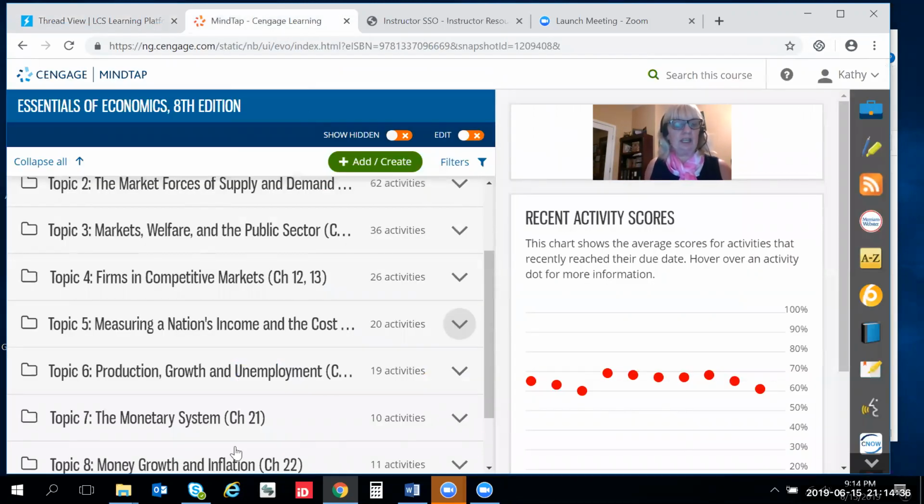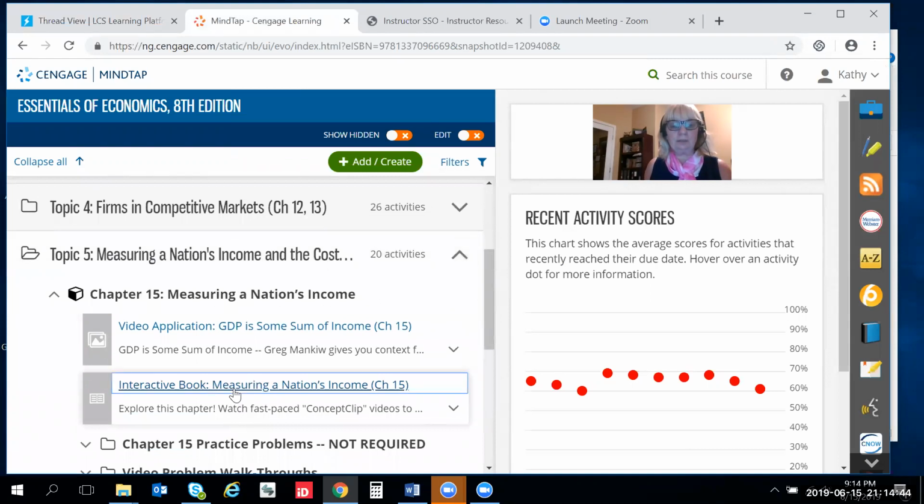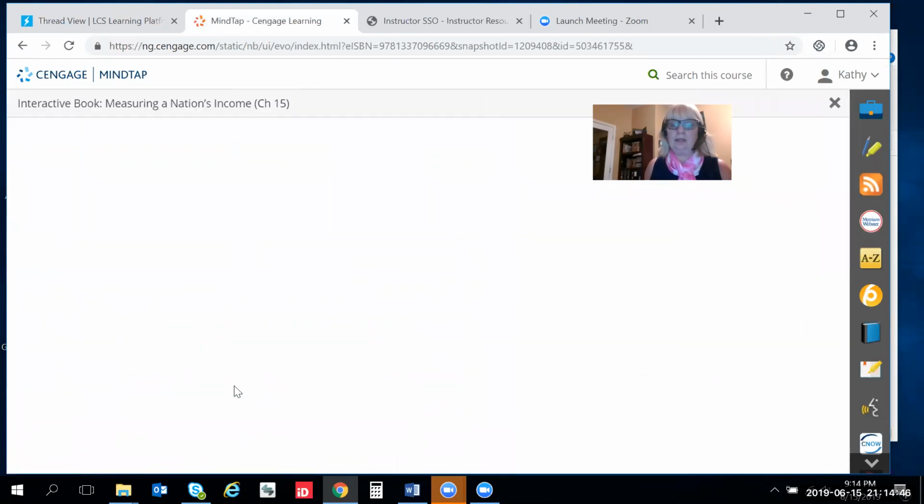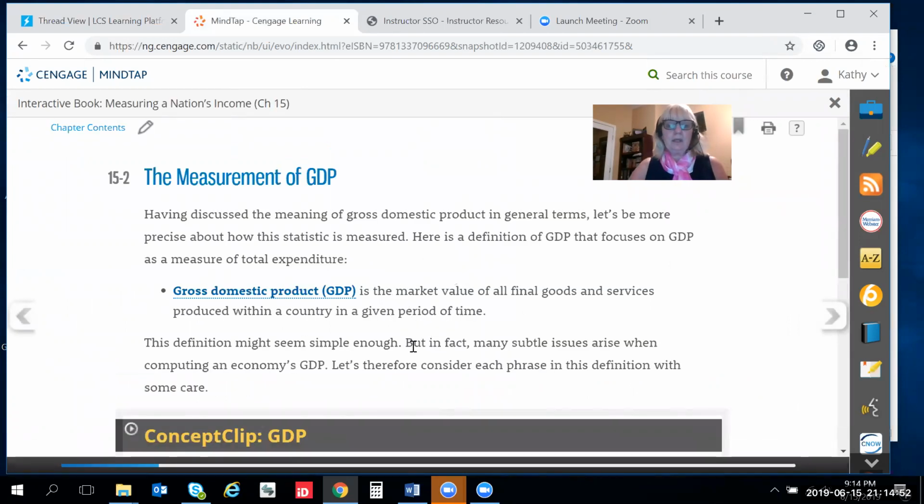So going over to the textbook, I'm in MindTap now, and I'm in Topic 5, and I'm going to Chapter 15 in our textbook, and I'm waiting for it to load. And here's our definition of GDP. GDP is the market value of all final goods and services produced within a given country in a given period of time. So it's the market value of everything that's produced. Obviously, if you have more people, you're going to be able to produce more, and it makes sense that those would be related.